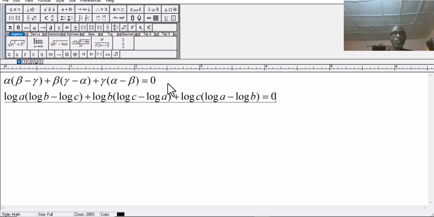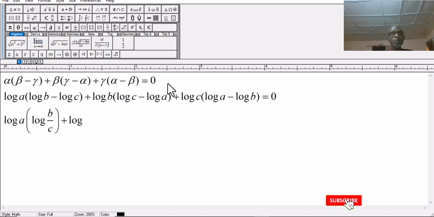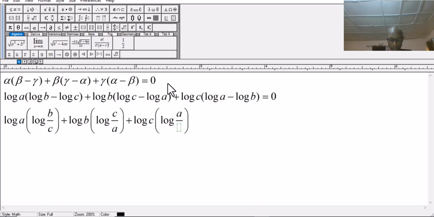So now we have this. Now what we can do again is to remember our law of logarithm. This will now have log of B over C, plus log B into bracket log C over A, plus log C into bracket log A over B, everything equals 0. Once you are through like that, you can also move forward.